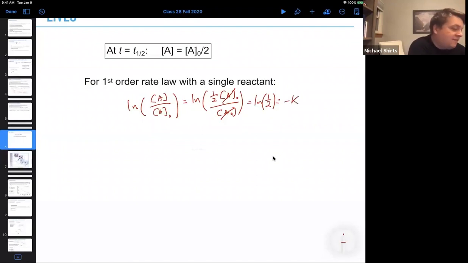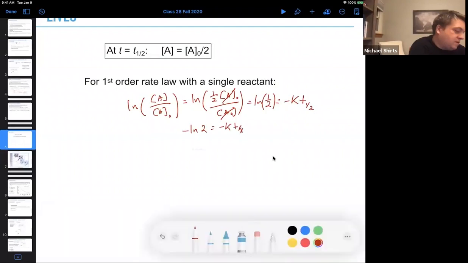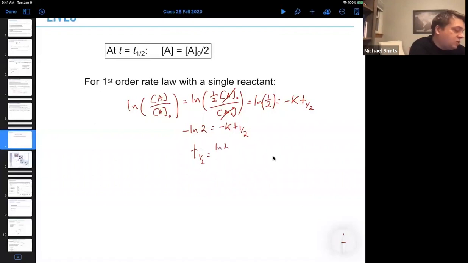times T. And what's T? T is the half-life, so T 1/2. It's not any time, it's that specific time. And so solving, log of 1/2, if you remember the properties of logarithms, is minus log 2, which is equal to minus K T 1/2, the half-life. And so we solve that T 1/2 is just going to be equal to log 2 over K, which can also be approximated as 0.693 over K. The log 2 is the exact value.